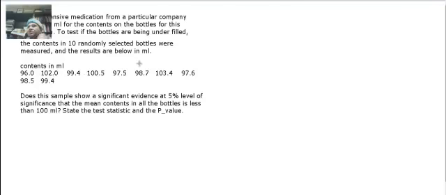Now, with the filling process, if there's a machine set for filling, we can assume that the contents will show a normal distribution. So here we have the content measures of 10 randomly selected bottles, right? And we were suspecting that they are being underfilled.